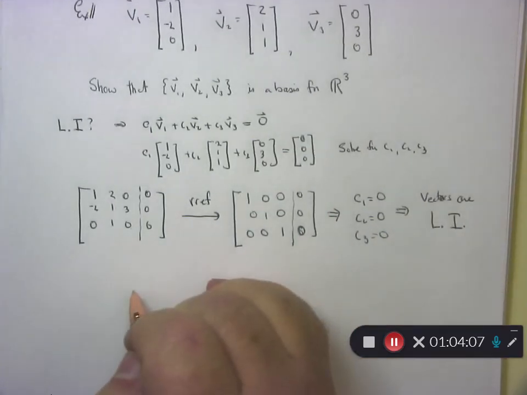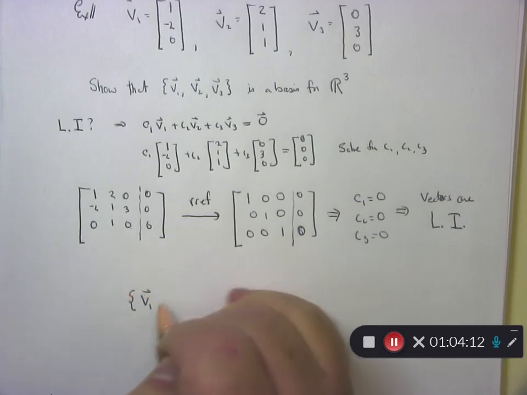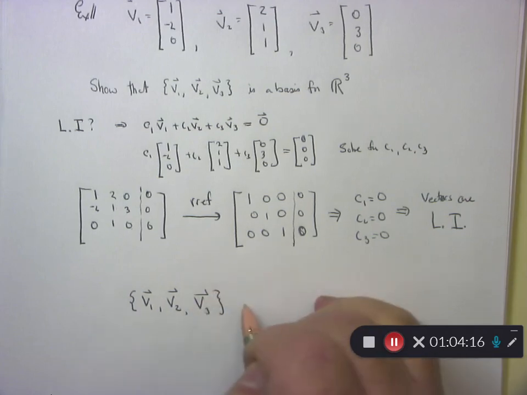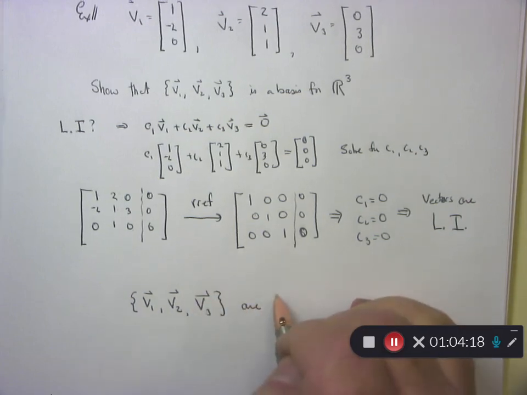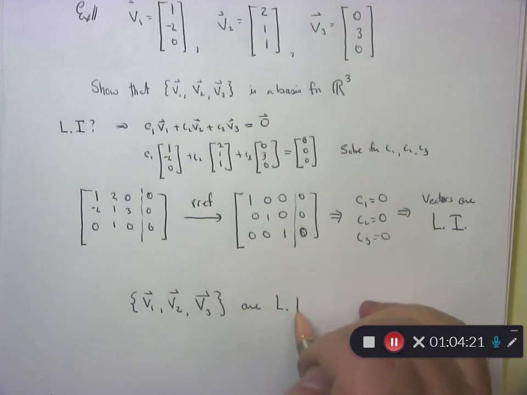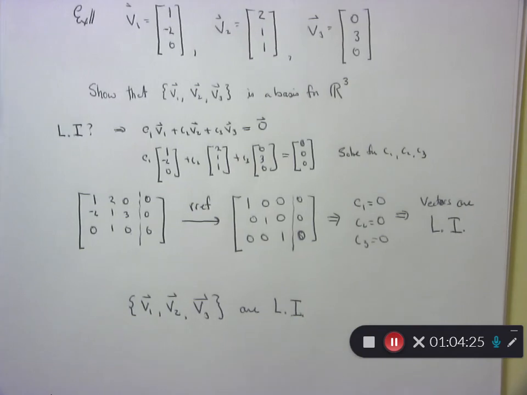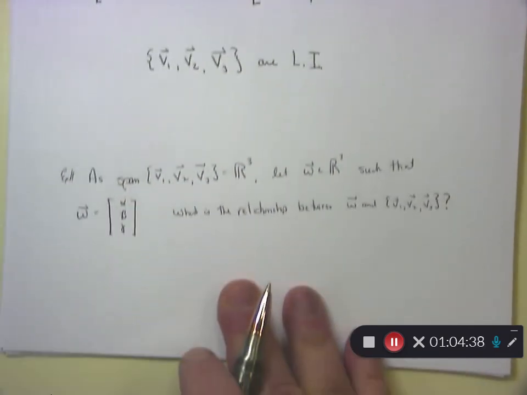So, the vector set V1, V2, V3 are independent. Okay? So, first off, I got to be linearly independent. That's part one on showing you have a basis. What is part two on showing you have a basis? Well, part two is actually down here.